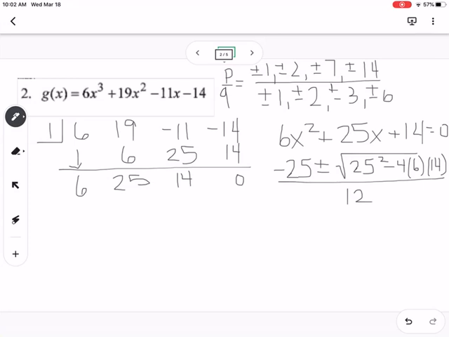So at the end, it should all simplify. We already know we had x equals 1. When you simplify your quadratic, it should simplify to negative 2/3 and negative 7/2.